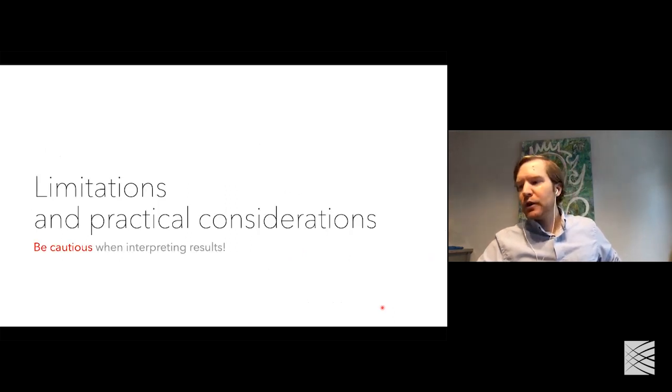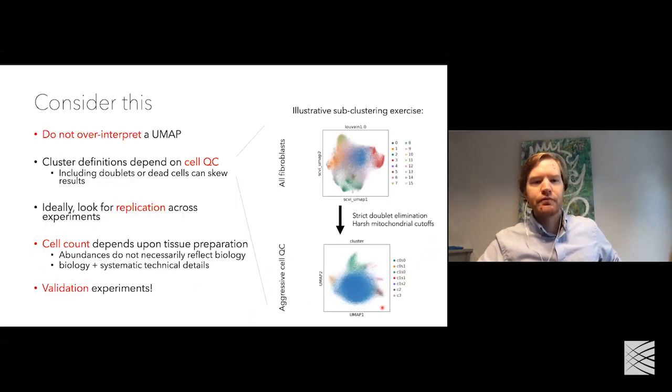And just a few practical considerations. I know I'm coming up to the end of my time. It's tempting to overinterpret a UMAP. Try to refrain from doing that. Cluster definitions depend on cell QC. Just a little short vignette here about subclustering. These are, for example, all the fibroblasts in one data set I was looking at. I cranked up the clustering resolution and saw all these different clusters. Difficult to interpret biologically. It was unclear what was going on.